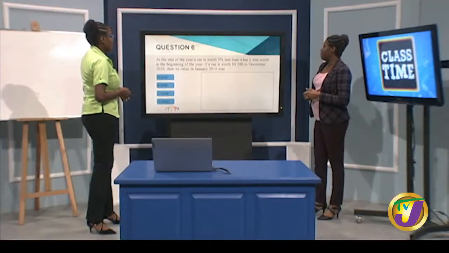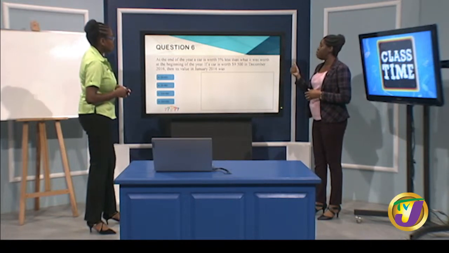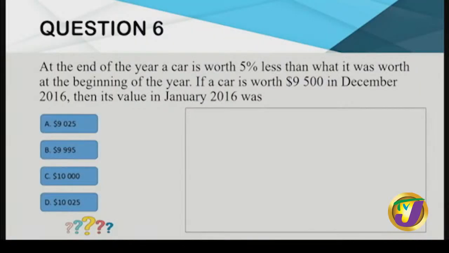Value decrease. Okay. So in this situation, the value of the car is 5% less than it was at the beginning of the year. So we need to point out also that the amount we're given here is the amount at the end of the year. So if we want to find the amount at the beginning of the year, we know it's going to be more than $9,500. So A would be automatically out. Why is A automatically out? Because it is less than 9,500, and based on what we're told, and we're looking at January, it should be more than 9,500.